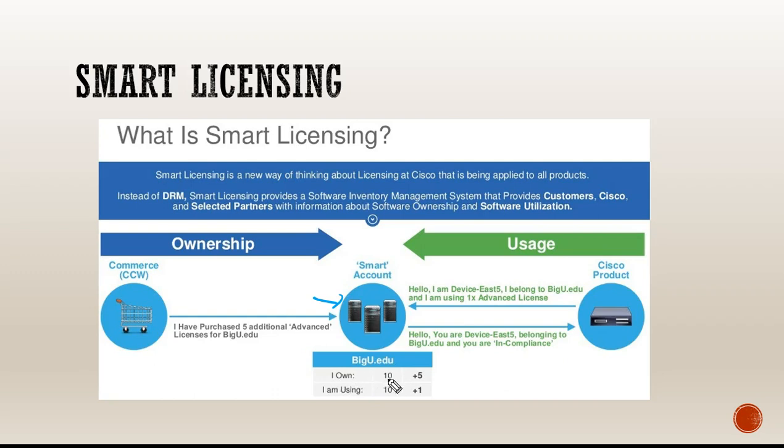So here, this is the product device belonging to Big U, and I'm using one advanced user license, and for the device belonging to Big U, you are in compliance. So the process uses a smart account with central licensing, so that we don't have to do all of that download business that we had before in either of the processes.